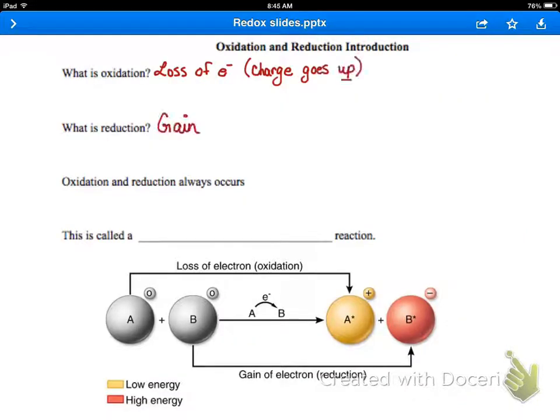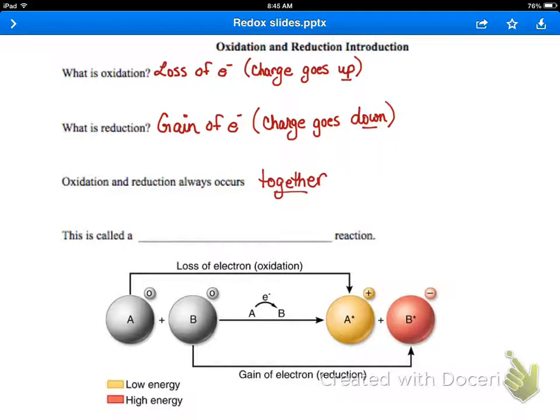So what is oxidation? Oxidation is loss of electrons, and when that happens, the charge or the oxidation number goes up. Reduction is gain of electrons, which seems weird, except if you think about it in terms of charge, when you gain electrons, the charge goes down, and that's why we call it reduction, or it's reduced.